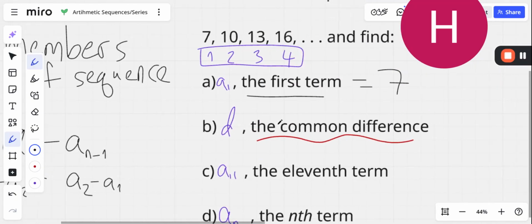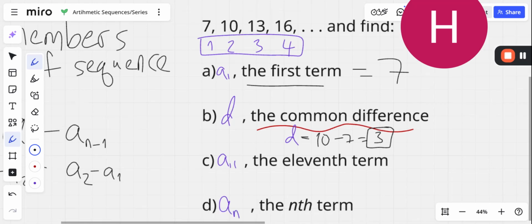So let's go ahead and calculate this. We can just take the first two values. It's pretty easy to say that D is equal to 10 minus 7. We could also have said 13 minus 10. We could also have said 16 minus 13. Either way, we get a value of 3. Okay, so far so good.